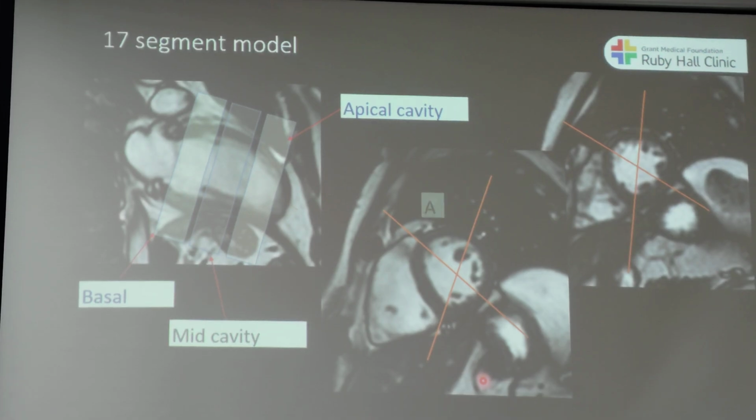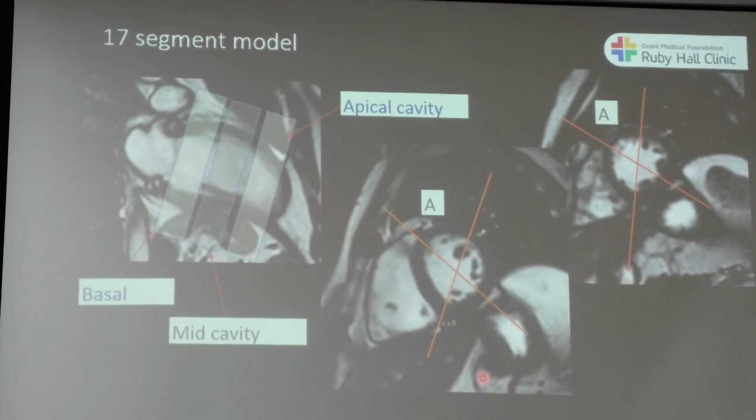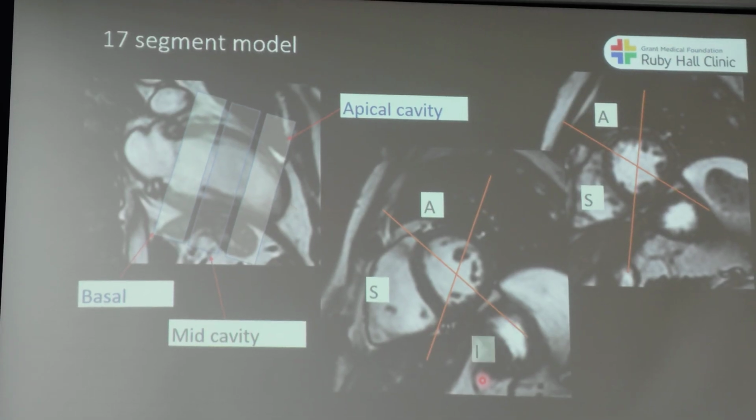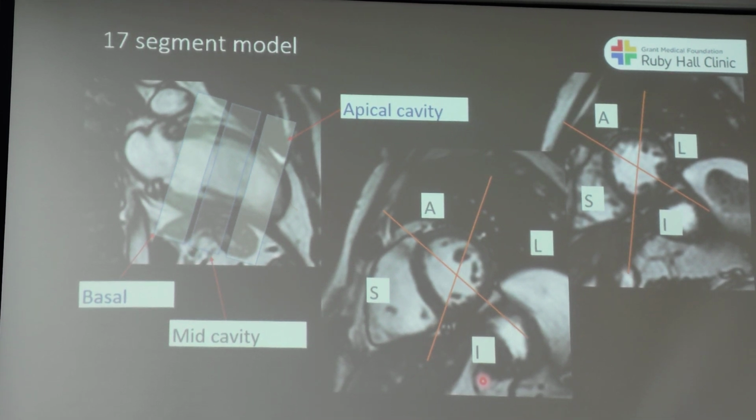So the superior most wall is called the anterior wall. The septum is called the septum. The posterior or inferior is called the inferior wall, and the other wall is called the lateral wall. So this divides into the lateral wall.